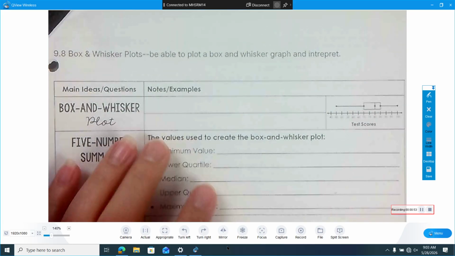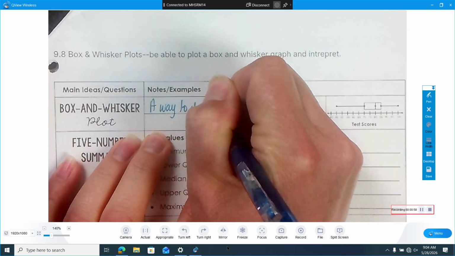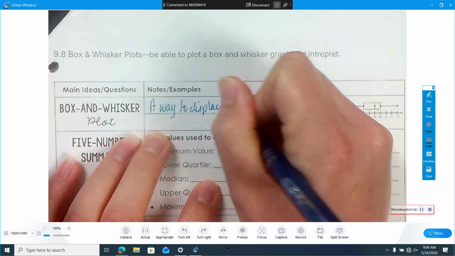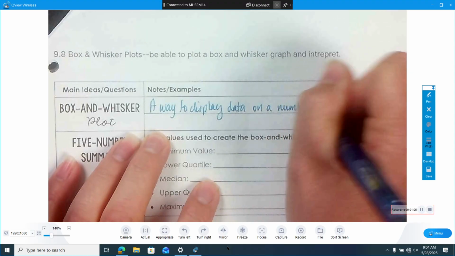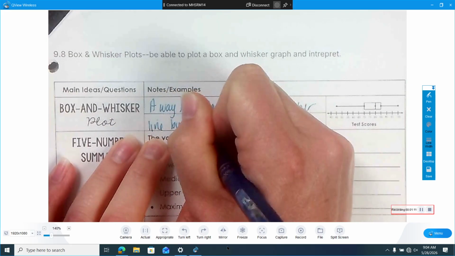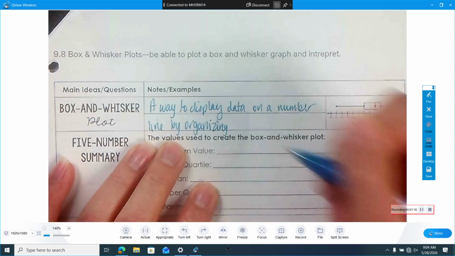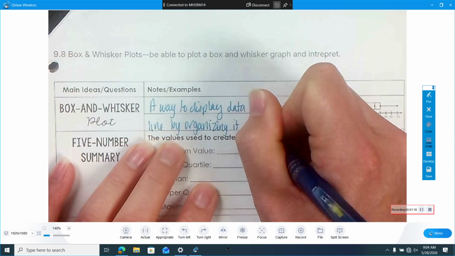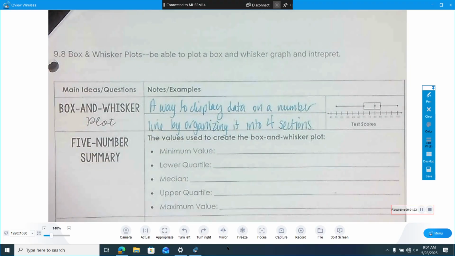A box and whisker plot is a way to display data on a number line by organizing it into 4 sections. So it's a display where we organize the data into 4 separate sections.